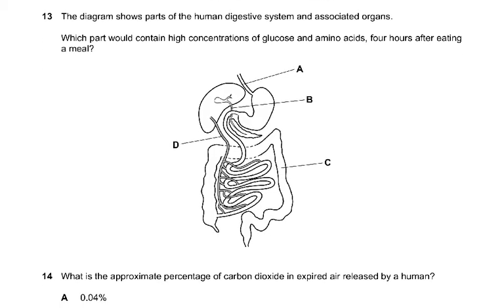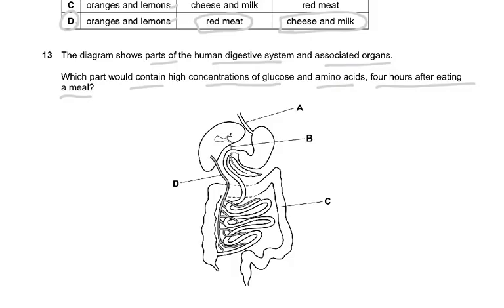Then coming to question number 13. The diagram shows parts of the human digestive system and associated organs. Which part would contain high concentration of glucose and amino acids 4 hours after eating a meal? Now, as you all know, the high concentration of glucose and amino acids would only be in the hepatic portal vein. So the hepatic portal vein is this vessel that you are shown, which is connecting the intestine to the liver. So the answer had to be D.